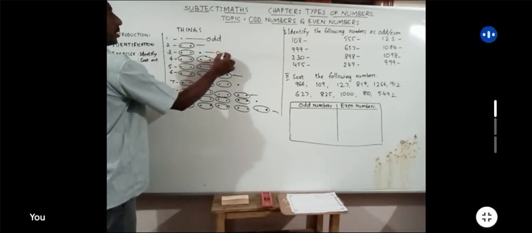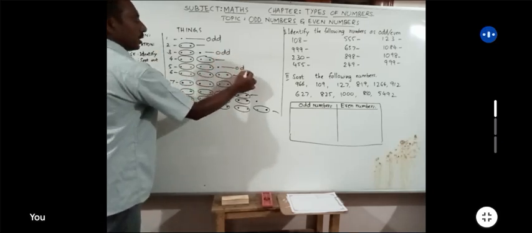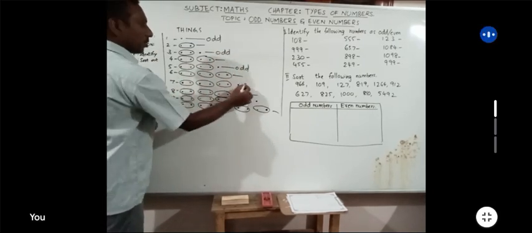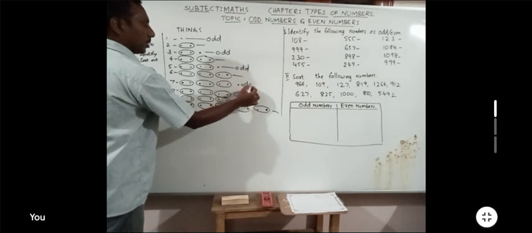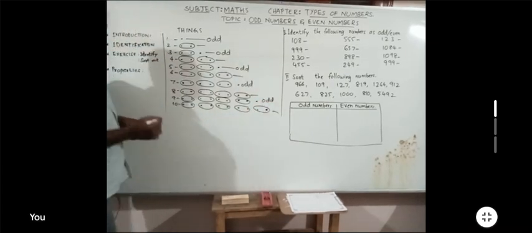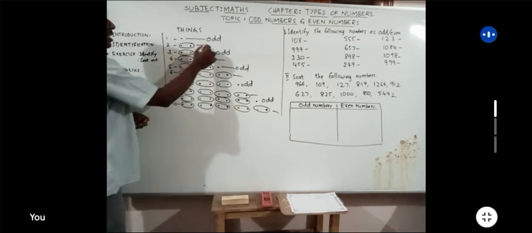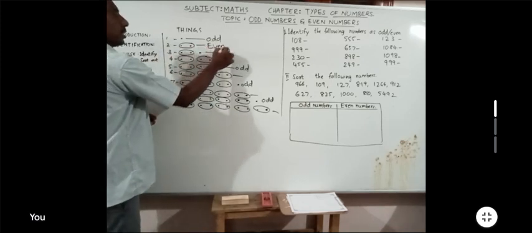3 is an odd number because one thing is left out. 5 is an odd number. 7 is an odd number. 9 is an odd number. See, when nothing is left out when you make pairs, such numbers are called even.